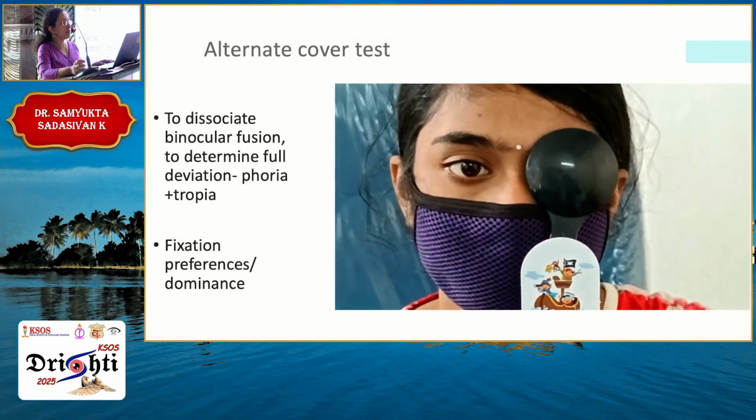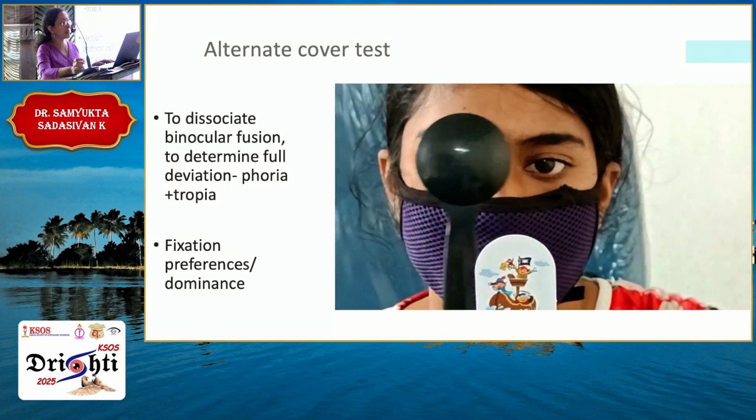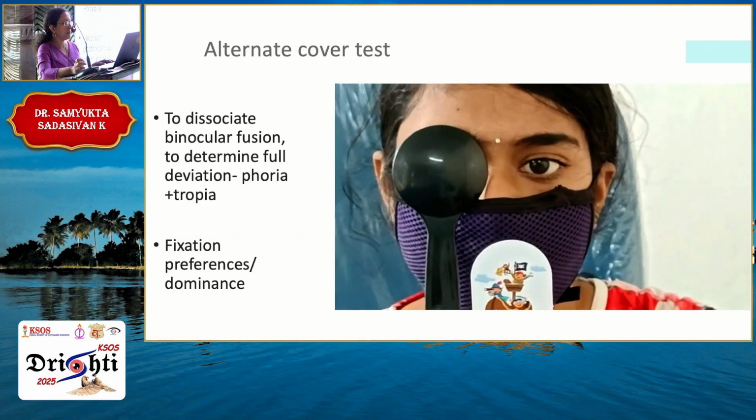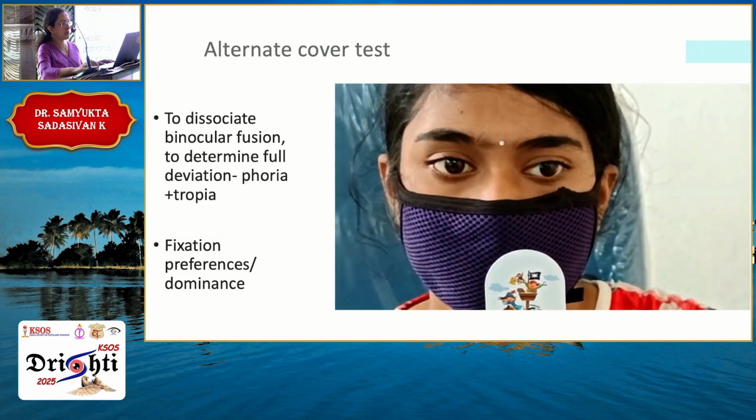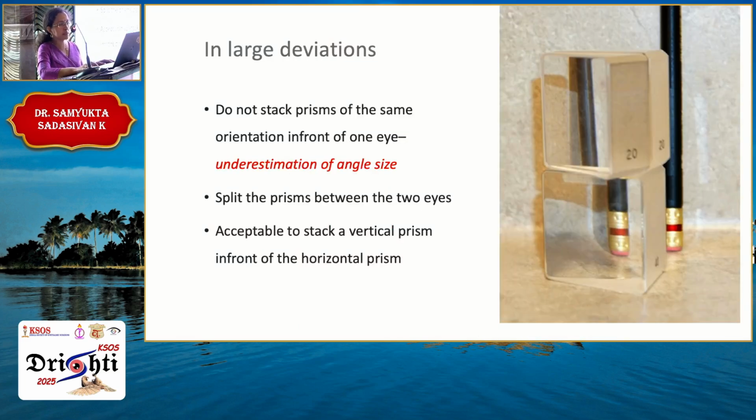Alternate cover test fully dissociates binocular fusion, determines the full amount of deviation, foria and tropia together. And thoroughly performed, it gives an idea about the fixation preferences or ocular dominance. So how to quantify your deviation? You have the prisms at your disposal, and the prism cover tests mean a lot.